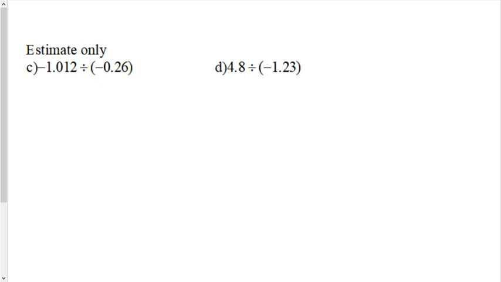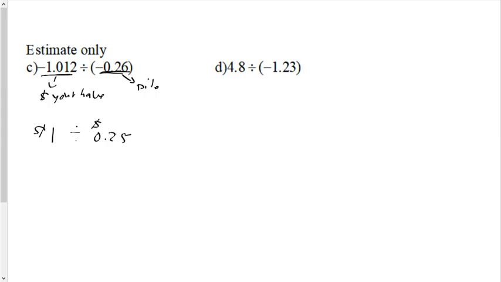Estimate only. So the next one, again, this is how much money you have, and pile size. So you have $1 divided into piles of, what am I going to make this? A quarter. I have $1 divided into piles of quarters. How many piles can I make?